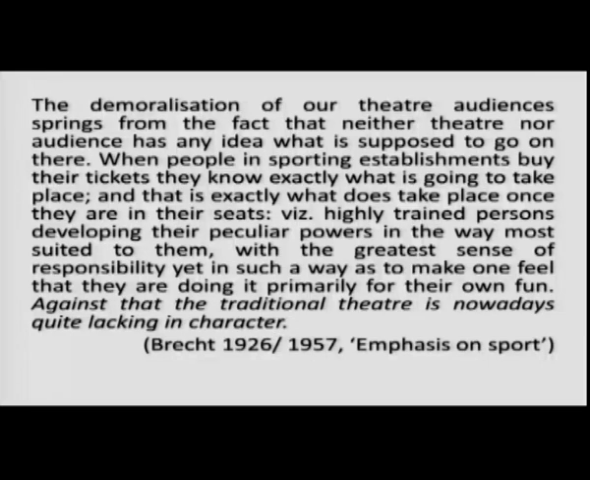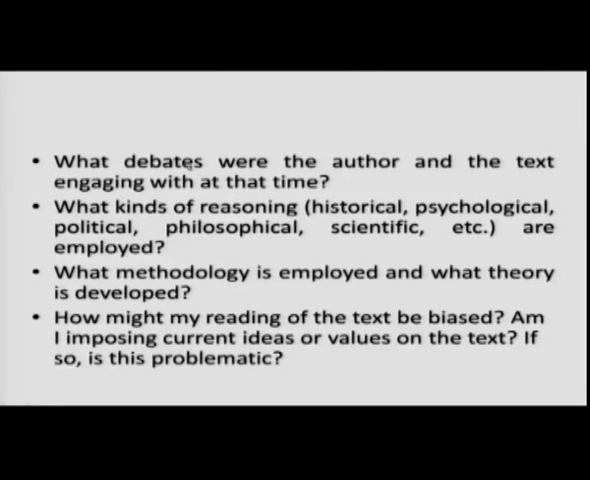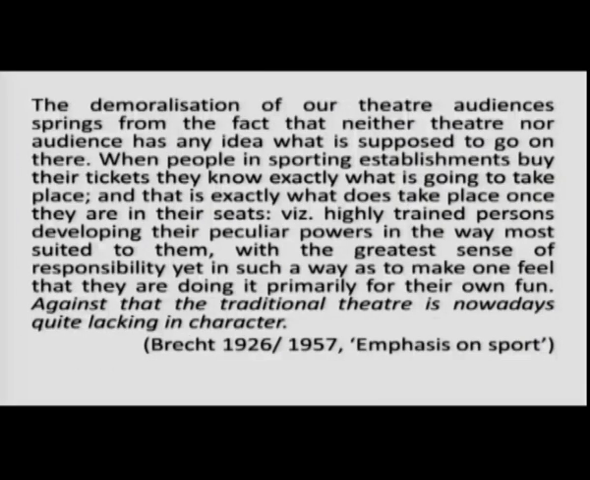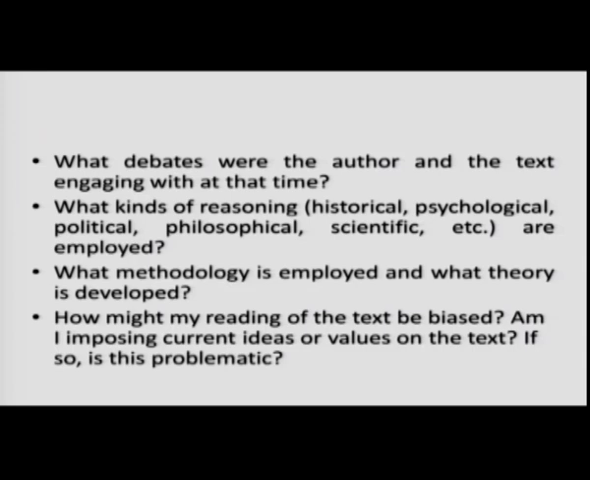So, when we interpret a text in context, the questions we ask ourselves are: what debates were the author and the text engaging with at the time? In this context, Brecht writes about theatre, and here he is arguing for modification of theatre. He compares theatre with sports and says that theatre has to present things which people like to see. As mentioned, this was written in 1926, when Brecht was still struggling with his ideological conflicts, and he was working on a theory of theatre.